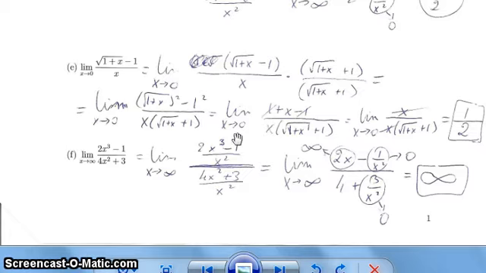Part F, limit as x approaches infinity of 2x cubed minus 1 over 4x squared plus 3. You divide top and bottom by x squared because of the denominator. The degree of the denominator is 2. And after simplification, you get 2x minus 1 over x squared. And in the denominator, 4 plus 3 over x squared. And as x approaches infinity, 2 times x will approach infinity as well. 1 over x squared will approach 0. 3 over x squared will approach 0. So you have infinity in the numerator and 4 in the denominator. So infinity divided by 4 is still infinity.